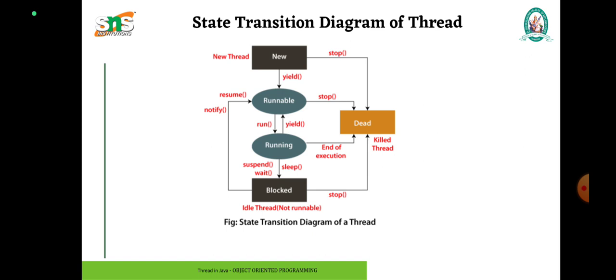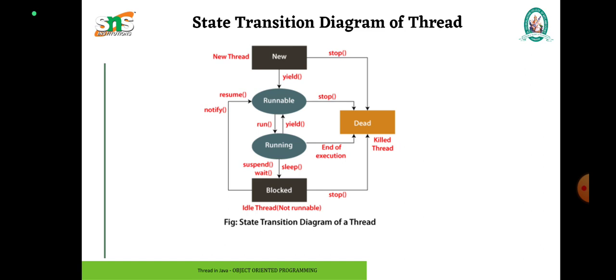So this is the state transition diagram of thread. So first is the new thread, and after new thread we go for runnable state, that is by yielding we go for runnable state, and by resuming we go to blocked state, and after notification it again comes to the runnable stage. In runnable stage we also go to dead state, and then it goes to the final blocked state.